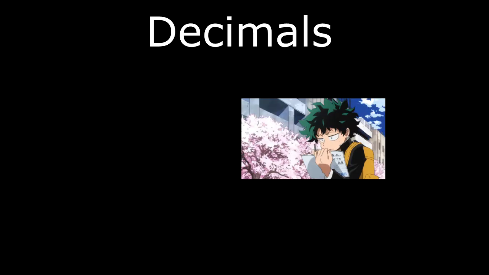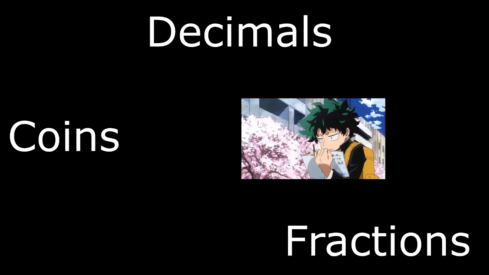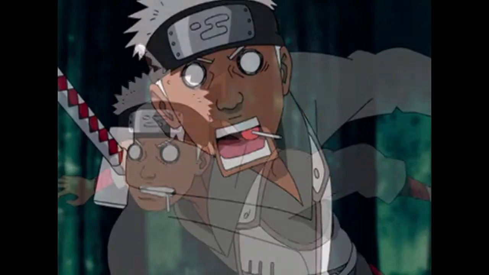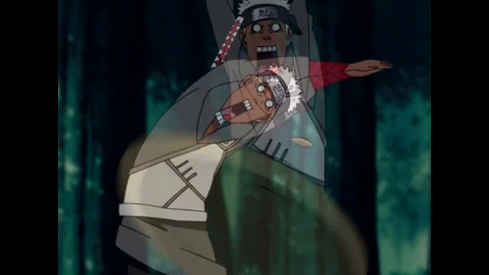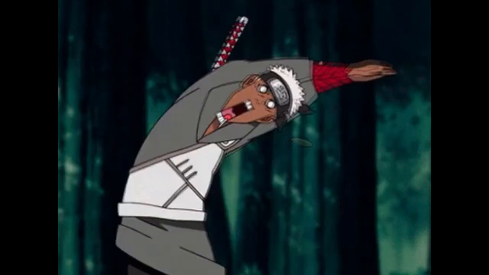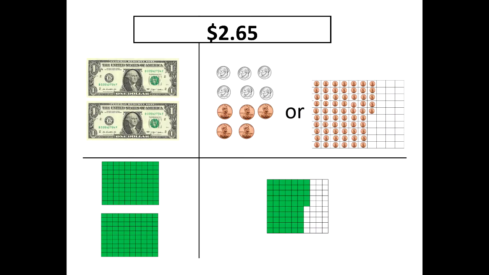So if decimals and fractions all represent values that are less than a whole number, what do I do when I have dollars and coins? Well, it's not really that complicated. Let's take, for example, $2.65. This is how a model of $2.65 would look.